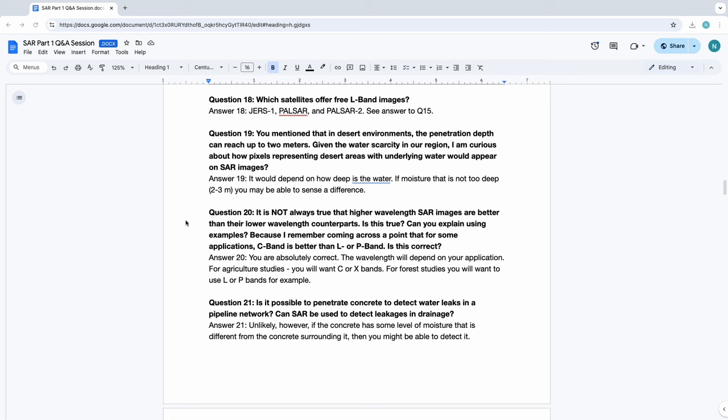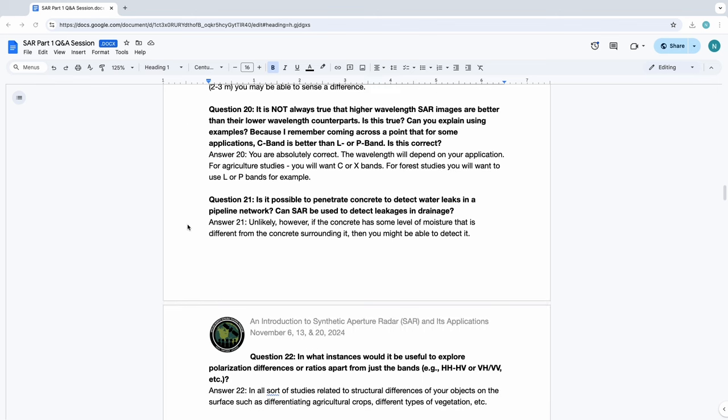The wavelength will totally depend on your application. So if you want to do agricultural studies, you want to use either C-band or X-band. For forest type studies, then you want to use L or P bands, for example. So it's totally dependent on your application. You don't want to use a P band, for example, on agricultural type studies. That's not the right wavelength, or that's not the right band.